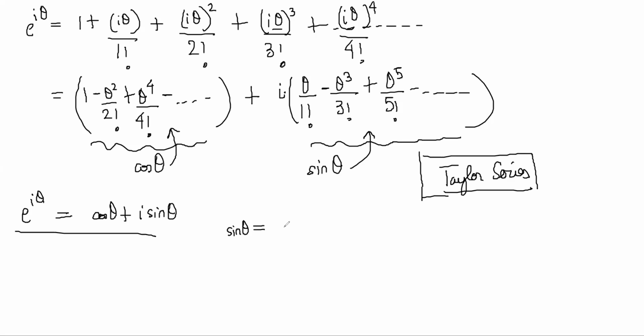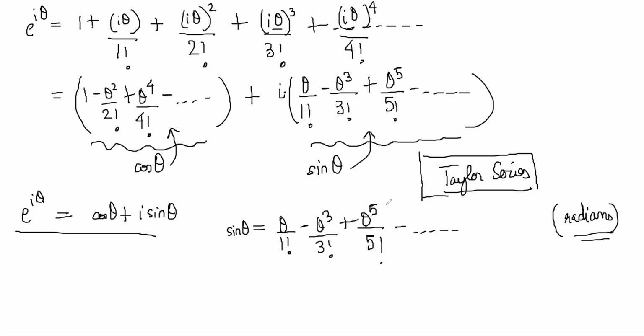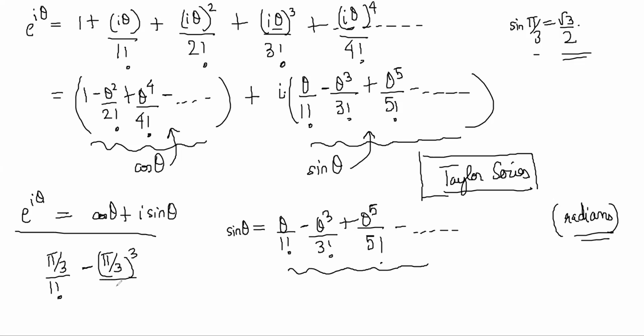So sine theta is equal to theta by 1 factorial minus theta cube by 3 factorial plus theta to the 5 by 5 factorial and so on, where all the angles are expressed in radians. Let's take some values. We know sine pi by 3 is equal to root 3 by 2. Let's check whether, if I put pi by 3 in this series, it gives root 3 by 2. So it is pi by 3 by 1 factorial minus pi by 3 whole cube by 3 factorial plus pi by 3 whole to the 5 by 5 factorial and so on till infinity.